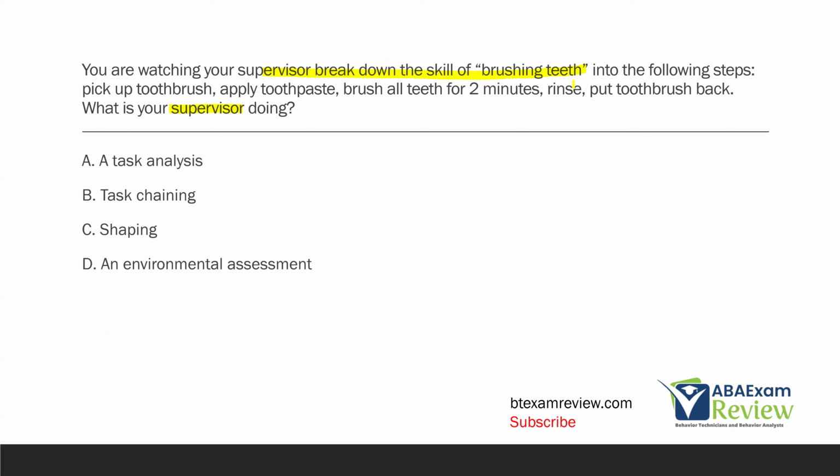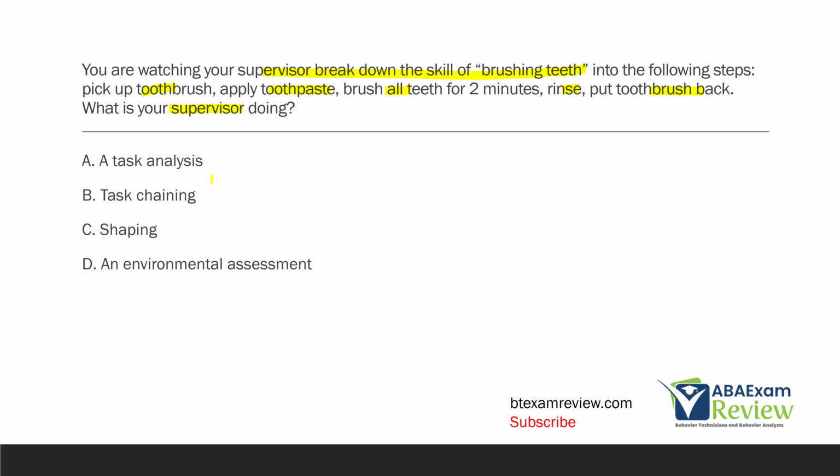So if the supervisor is looking at brushing teeth and has the following steps: pick up toothbrush, toothpaste, brush, rinse, toothbrush back, what has the supervisor done? We're not worried about the steps. We're just worried about what the supervisor did to get those steps. A task analysis. Yes, the task analysis is the first step in teaching a behavior chain. With the task analysis, we're going to take a skill and break it into steps.